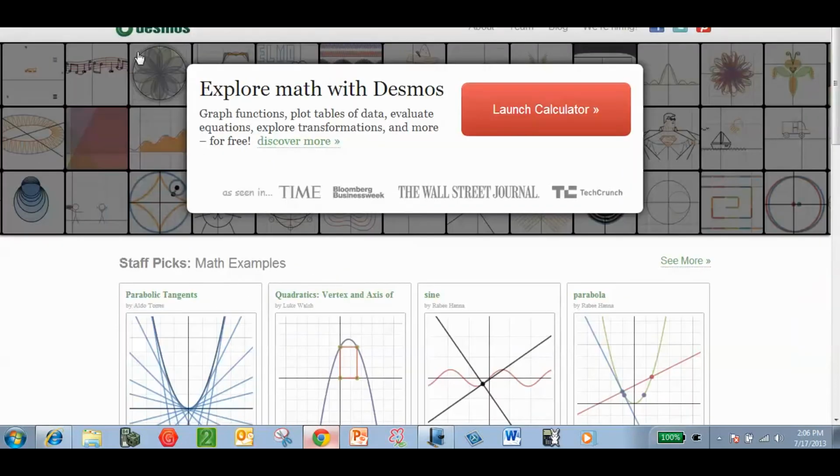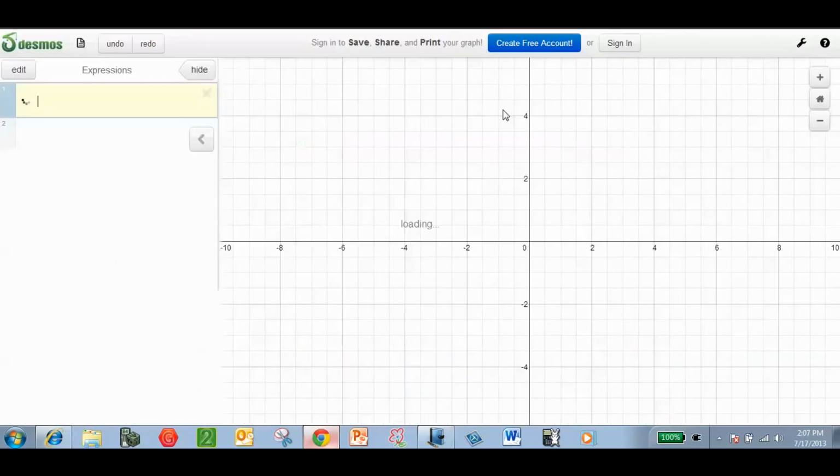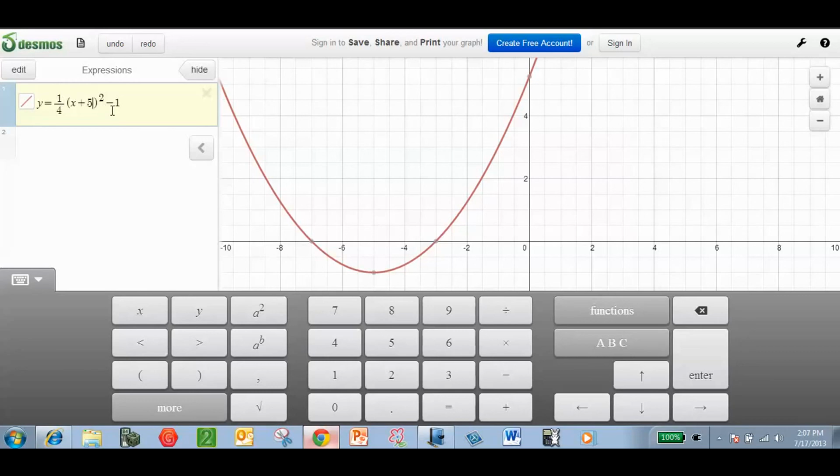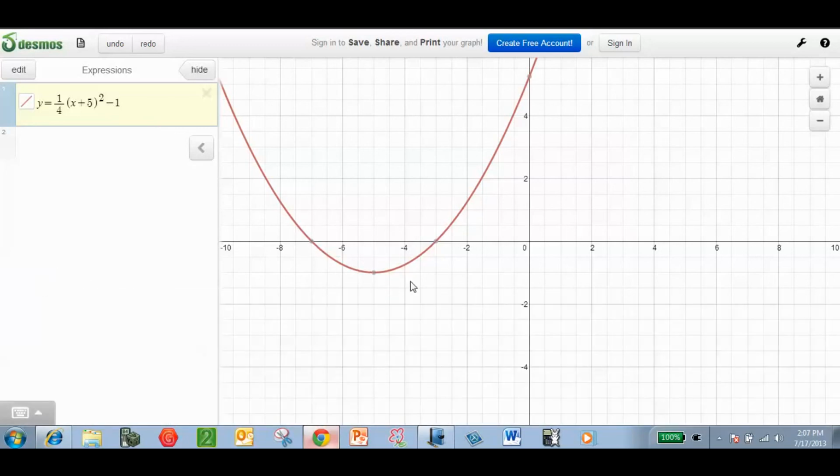You can also use this Desmos.com calculator. It's kind of a cool thing. You can launch the calculator there, and you can graph stuff in here. So it's kind of nice. You have all sorts of great options here to graph stuff. If we type that in, we can see that this is the same thing. Y equals 1/4 times quantity x plus 5 squared minus 1. And you can hover over these points and see that -5, -1 is in fact the vertex.